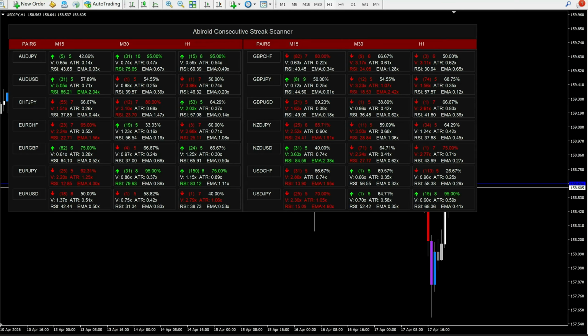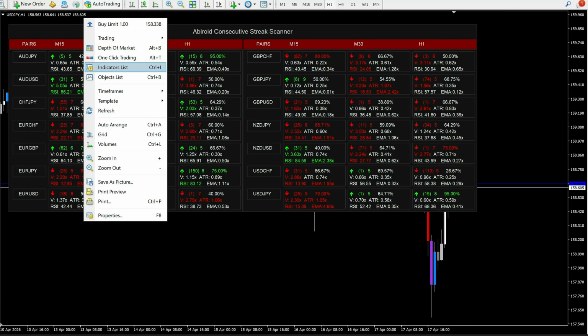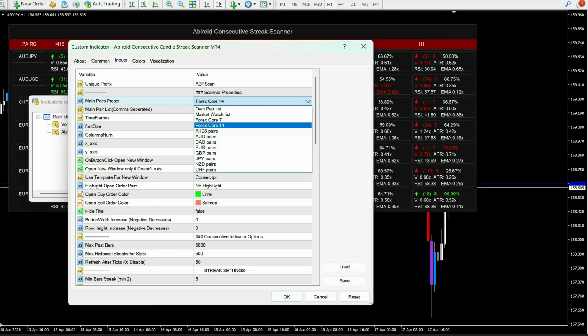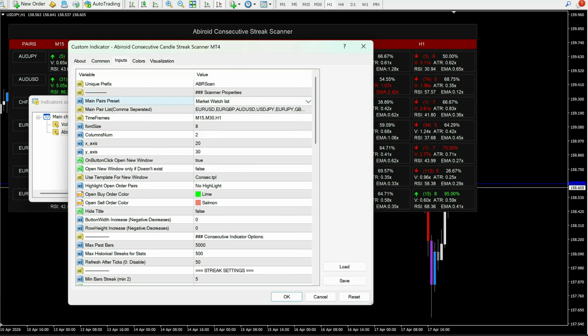Now the scanner will contain all of these pairs and timeframes, and you can either define a custom pair list or you can use one of the presets that comes with it right here, core 7, core 14 or any of these other presets. If you want the market watch list, then you can also get that, but just be careful. If you want to make the scanner smaller, then just reduce the font size. And if your market watch has too many symbols, then the scanner might slow down quite a bit. So just be careful when using this option.